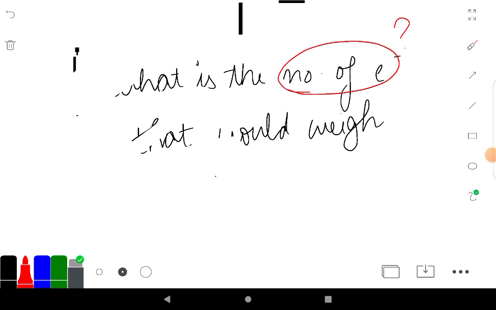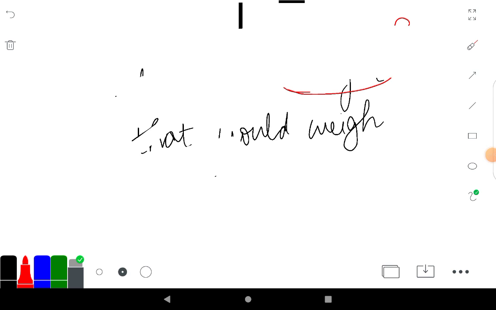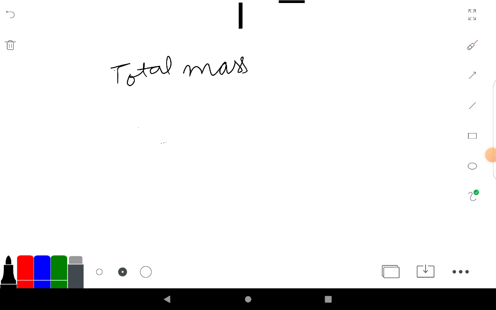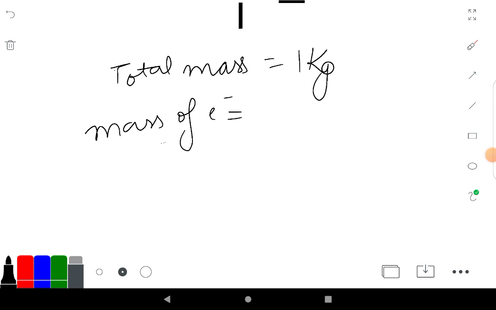Here in this question we have total mass as 1 kg, and we know the number of electrons will be total mass upon mass of a single electron, right? How? Let us see. Total mass is given as 1 kg, and we also know the mass of an electron, which we should already know from 9th class, that is 9.11 into 10 to the power minus 31 kg.